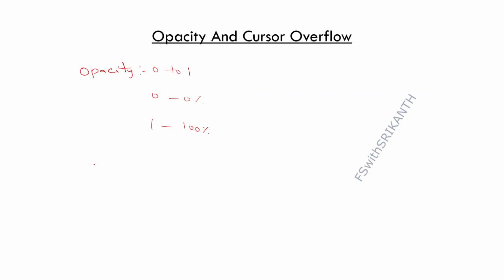The next one is cursor. What is a cursor? When the user places the cursor on a particular element, the cursor pointer will be changed, like cell, copy, no drop, resize, n-resize, s-resize, not allowed, move. So we may change to different kinds of cursor with the help of the cursor property.